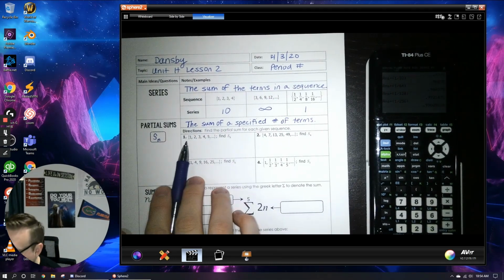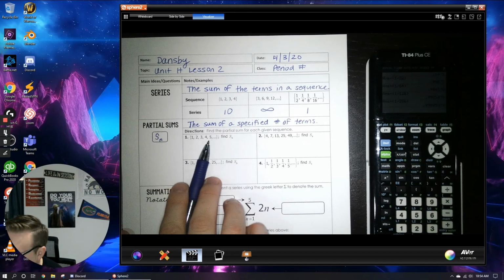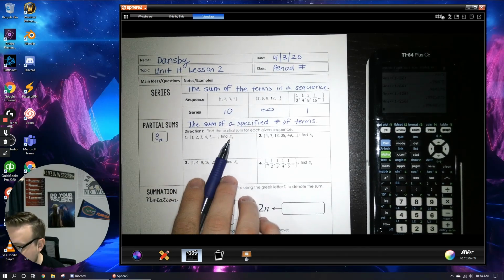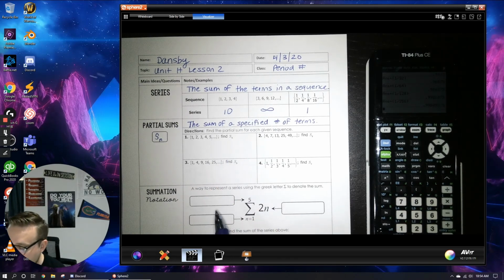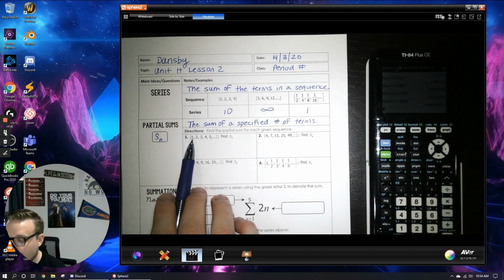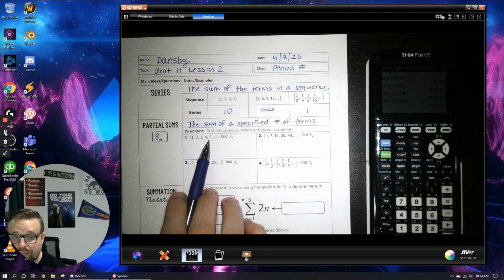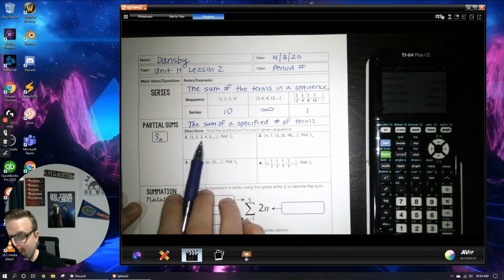So let's look at number 1. We've got 1, 2, 3, 4, 5 in our sequence, and they want us to find the summation or the partial sum of the first 9 terms of the sequence. So how many terms were we given here? 1, 2, 3, 4, and 5. That's not 9 terms. So I need to figure out what the rest of the terms are to get me to the 9th term. And I think you can tell pretty easily what the pattern is here. It's just adding 1 every time.